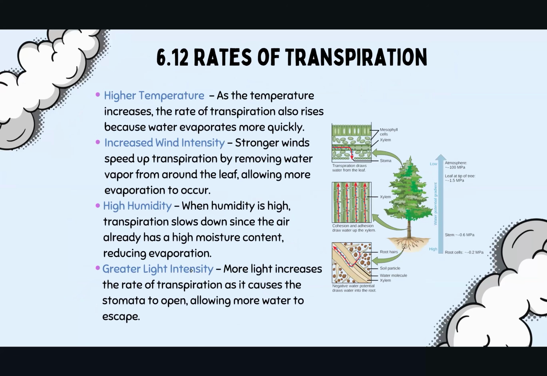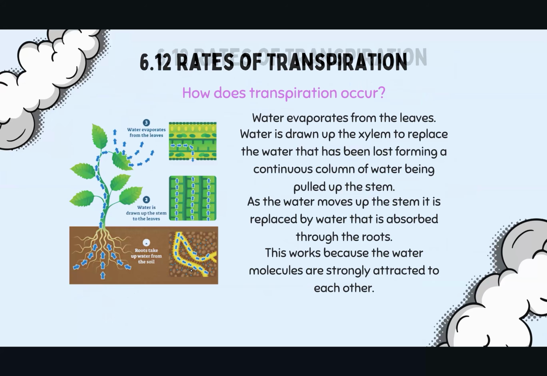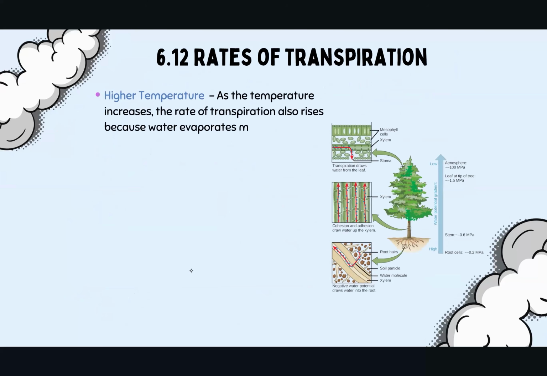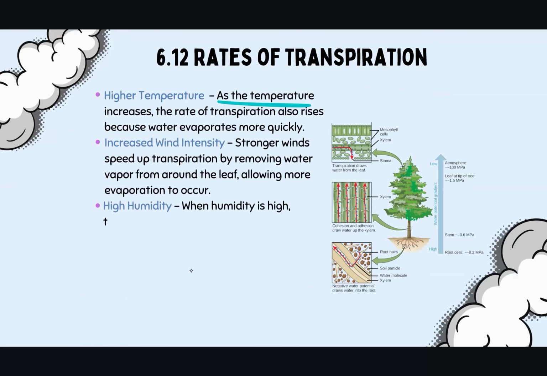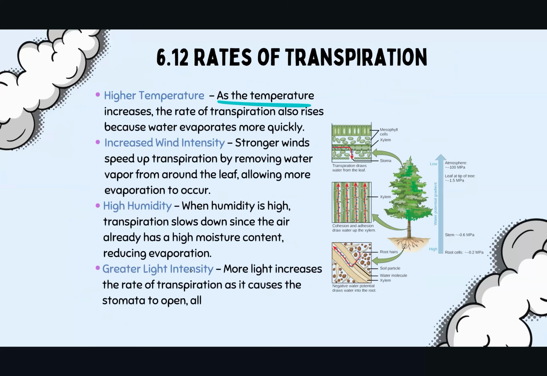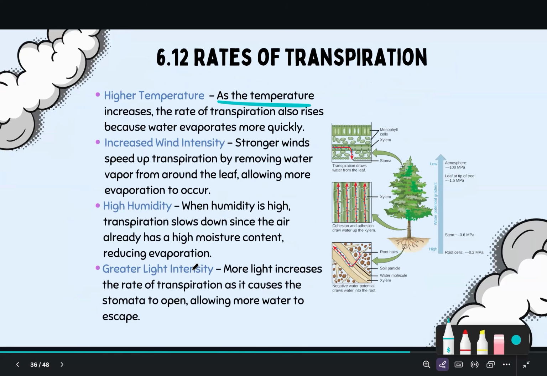Okay, so the different things that affect the rates of transpiration are higher temperature, increased wind intensity, high humidity, and greater light intensity. So more light increases the rate of transpiration as it causes the stomata to open, allowing more water to escape.